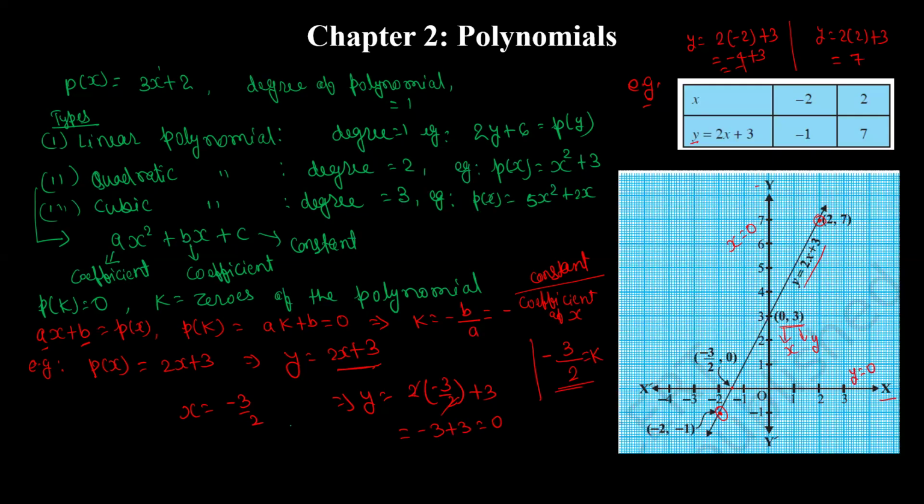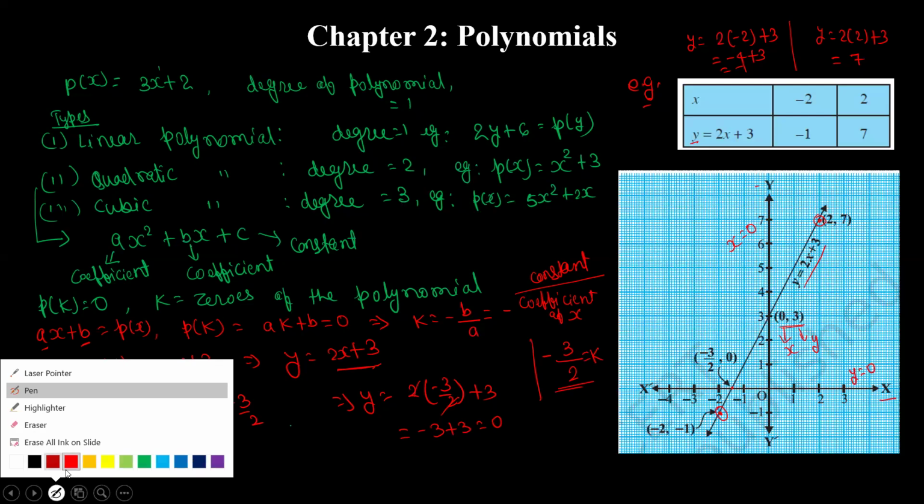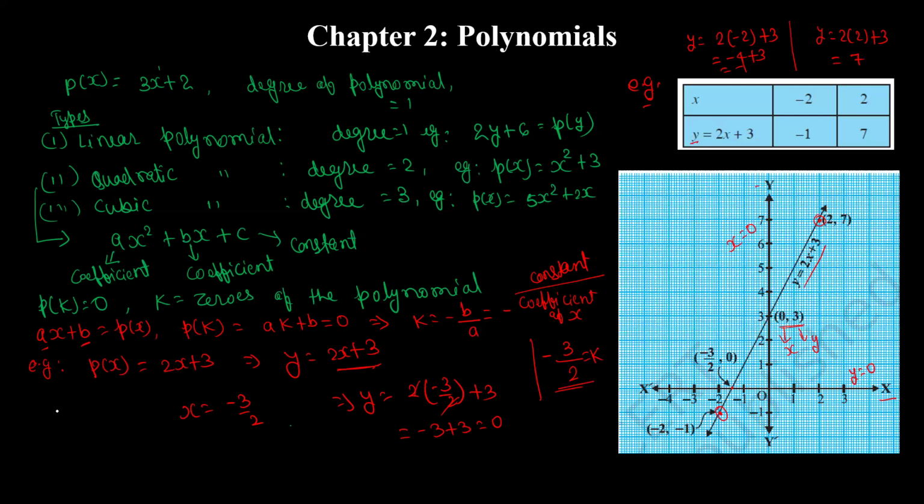So if it is going to cross the x-axis one time, then it will have 1 zero. If it crosses two times, it will have two zeros. Whereas if you have a quadratic polynomial, for example, that quadratic polynomial graph is going to be a parabola. Suppose we take y equal to x square minus 3x minus 4.